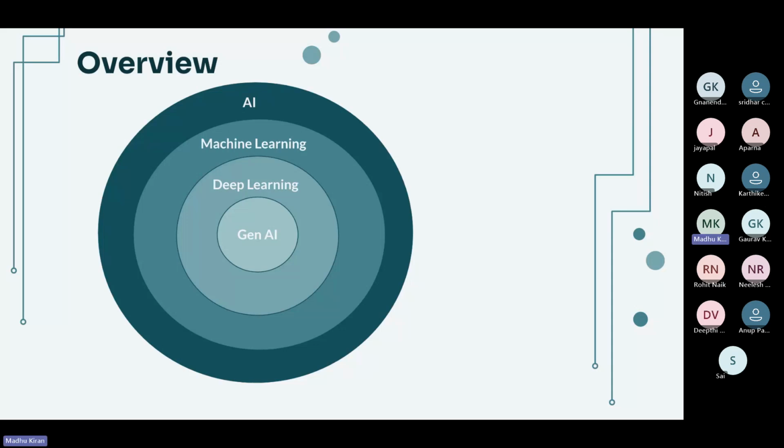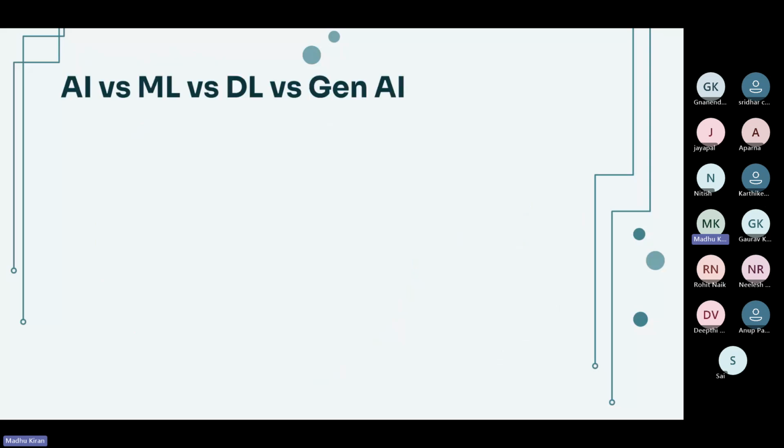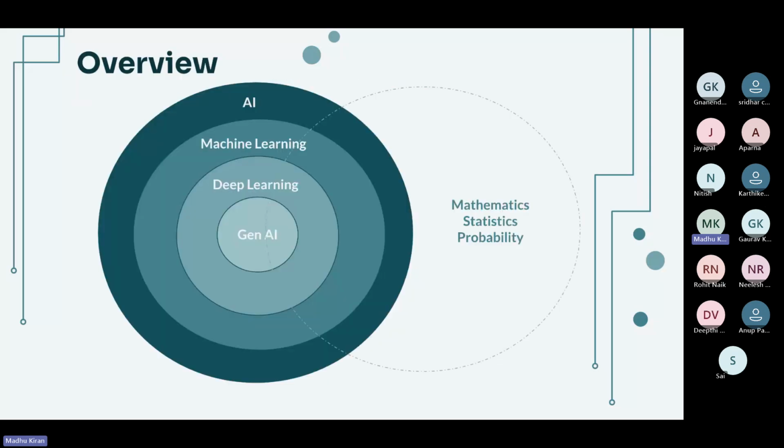So data science is the field that makes this possible. It's about collecting and cleaning data, and using statistics, math and probability to find patterns, preparing data so machine learning and deep learning models can actually learn. So in short, data science is the foundation. Without high quality data, even the smartest AI won't work. So with the combination of mathematics, statistics, and probability comes data science.